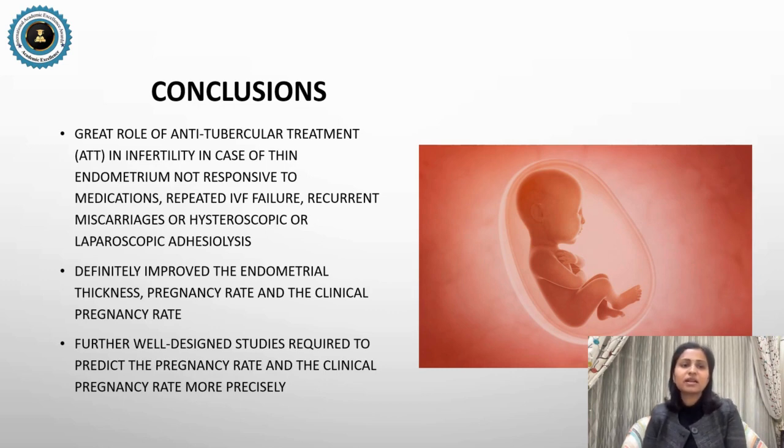So we concluded that there is a great role of anti-tubercular treatment in infertility in cases of thin endometrium not responding to medications, repeated IVF failure, recurrent miscarriages, and previous history of hysteroscopic or laparoscopic adhesiolysis. It definitely improved the endometrial thickness, pregnancy rate, and clinical pregnancy rate. But we definitely need further well-designed studies with big sample sizes to predict the pregnancy rate and clinical pregnancy rate more precisely.